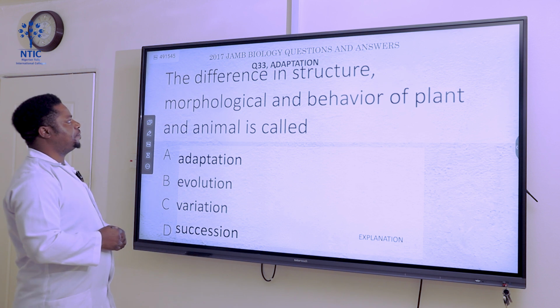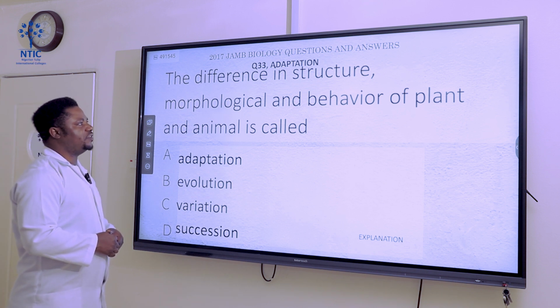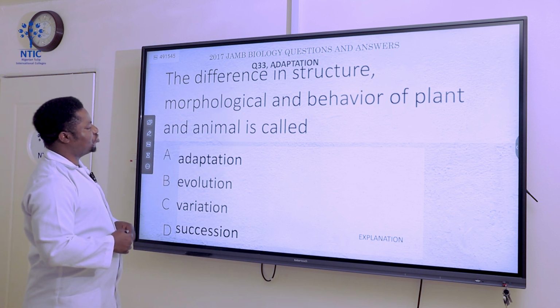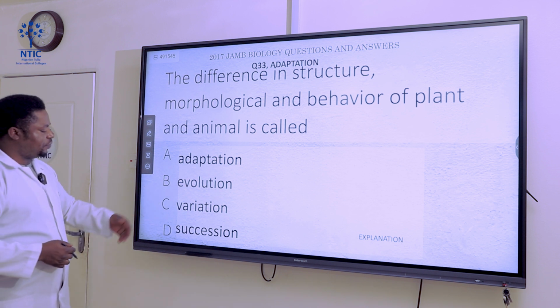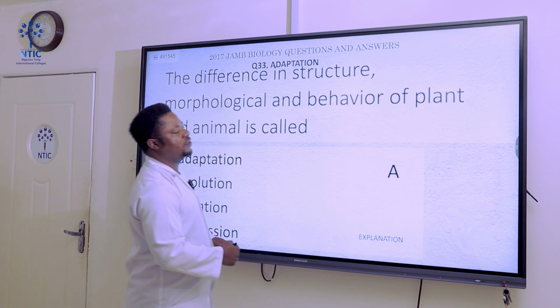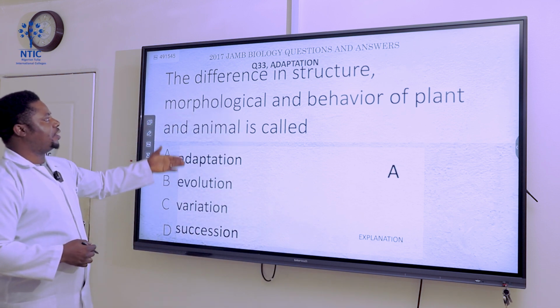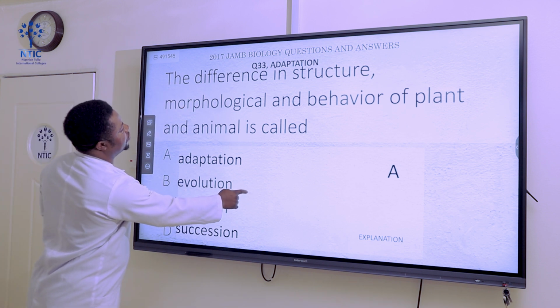Question number 33. The difference in structure, morphology and behavior of plants and animals is called what? What do you call the difference in structure? Let's look at the options. Option A says adaptation, B, evolution, C, variation, D, succession. Our explanation for this, we have A as the answer. A suits this description. Next question.